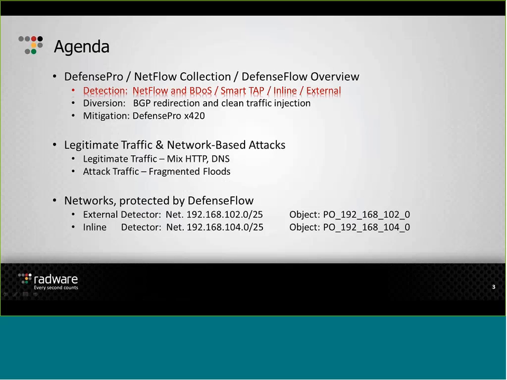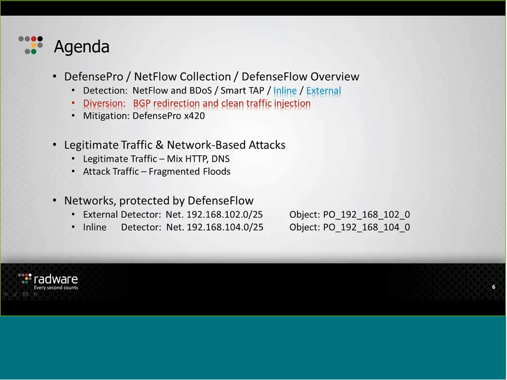Defenseflow can detect attacks from NetFlow statistics, from SmartTap, which is a port mirror technology. We can use inline devices, which we will use in this case. This is the two-tier mitigation, and any external source like Arbor or Peakflow, which will signal. So we're going to use the inline and the external scenario here in this lab today.